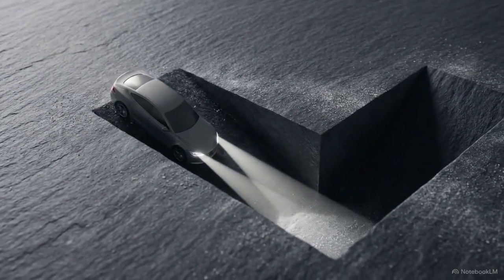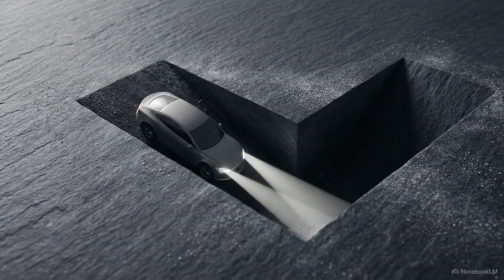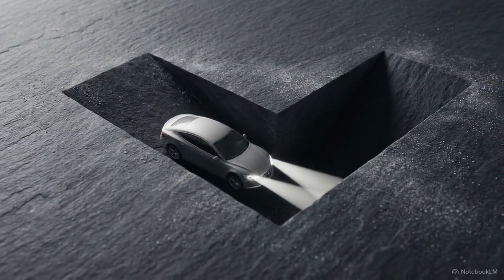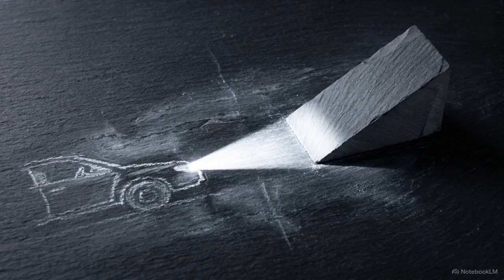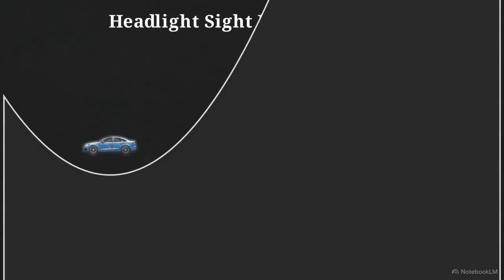Environmental conditions change the geometry, specifically at night on vertical sag curves, where the road plunges into a valley and climbs back out. Here, total darkness means a driver's visibility is strictly limited to the physical reach of their headlights. This introduces headlight sight distance, or HSD.